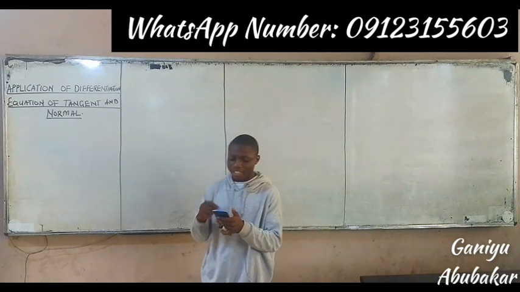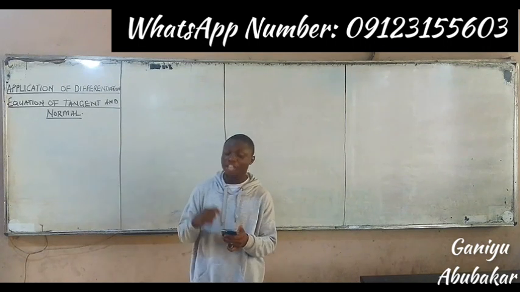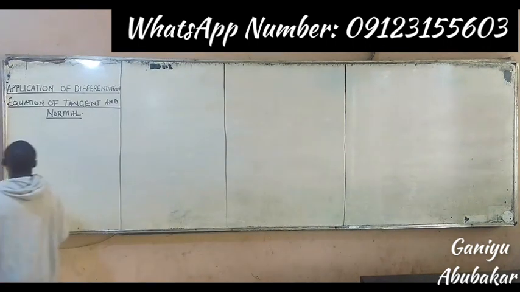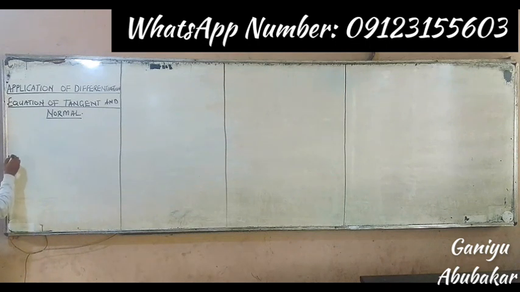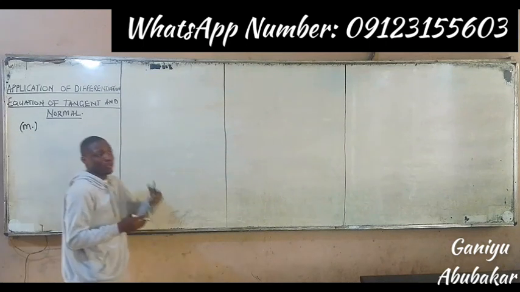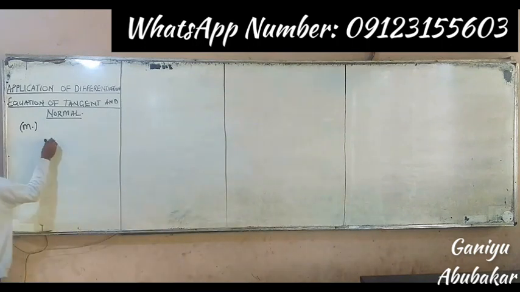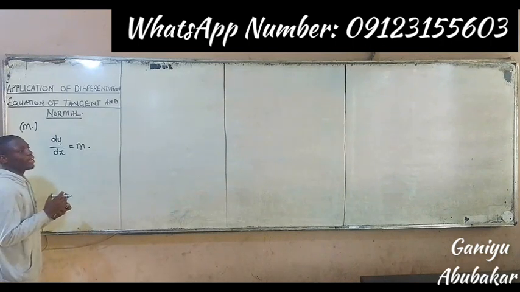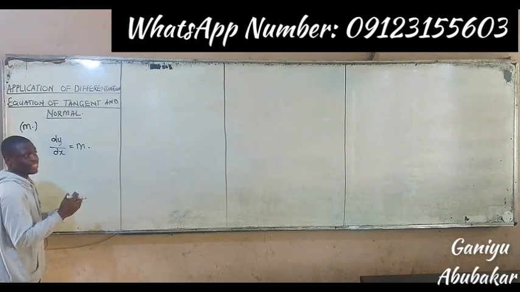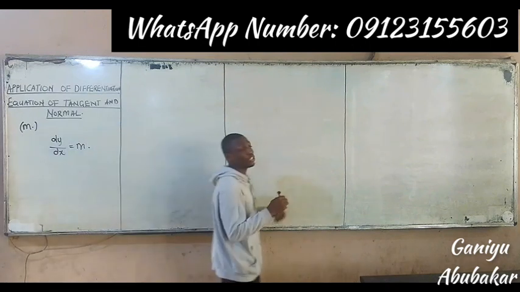Recall that the gradient/slope of a straight line m is given by dy over dx being equal to m, right? So I said, given slope or gradient. Recall from our normal concept of physics.